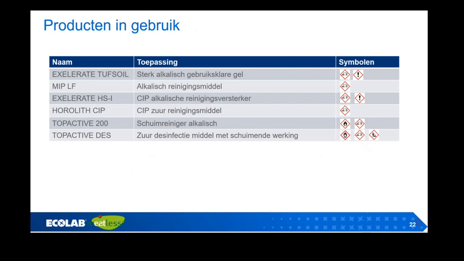Then you have the Accelerate HSI. That's the oxidative booster. You also use it only in the blancheur. Then you have the Horolit CP. It's also for the blancheur because it's a SIP acid cleaning agent. And then you have the foam. Top Active 200 is the alkaline foam, and the Top Active DES is the disinfection acid, also on foam base.